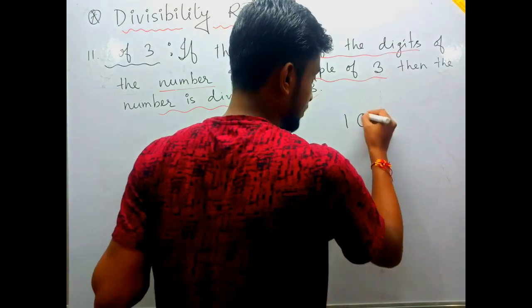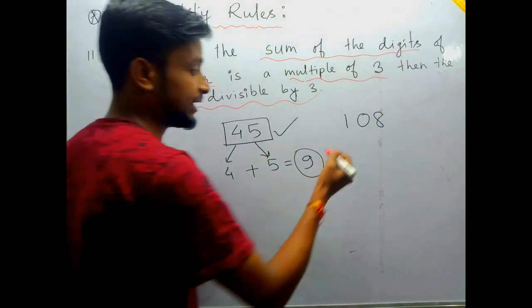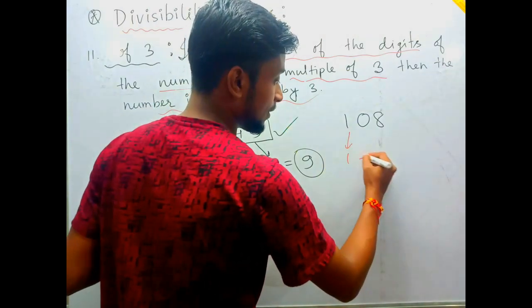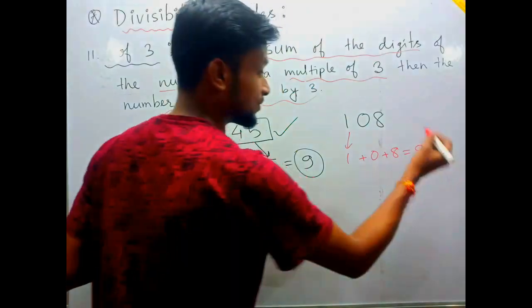Now take some more examples. 108. Now what are the digits here? We have 3 digits, that is 1 plus 0 plus 8. 1 plus 0 plus 8 is equal to 9.